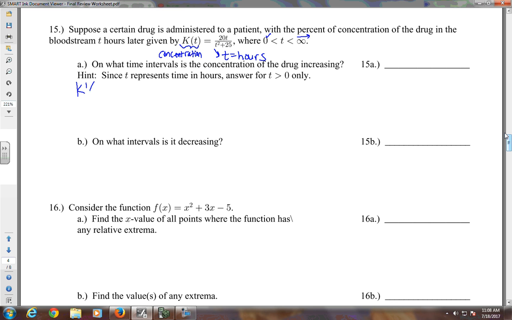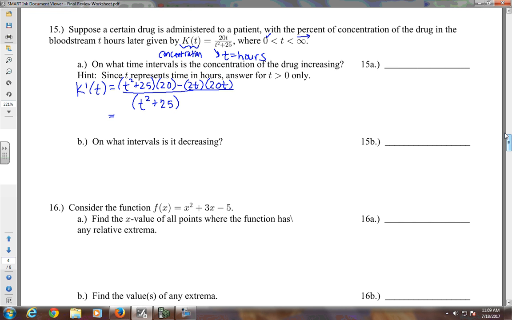Notice the original function is a quotient of two functions of t, so I'm going to find the derivative using the quotient rule. Good practice here: square the denominator. Lead with that term in the numerator, multiply by the derivative of the numerator, minus the derivative of the denominator times the original numerator. I definitely want to simplify this because I need to find critical numbers. That means I need to set it equal to 0 and solve for t.